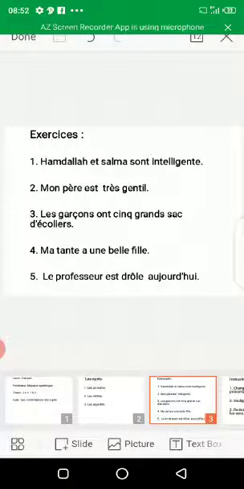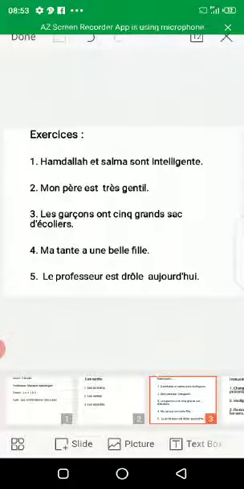Now, numéro 5. Le professeur est drôle aujourd'hui. Qu'est-ce que cela veut dire, classe? The teacher. Très bien. The teacher is funny today. That means the teacher was very funny in class today. Le professeur est drôle aujourd'hui. The teacher is funny today.